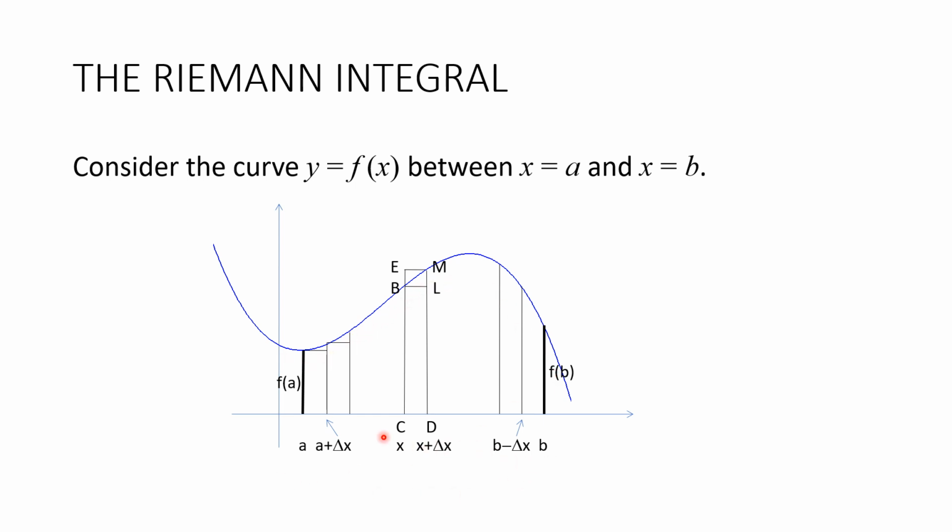And you can see how I have split the area up into rectangles, and they all have the same width, delta x. The area under the curve will be approximately equal to the sum of the areas of these rectangles. And to find the area of one of the rectangles, it's going to be f of x, that's the height, times delta x, which is the width.